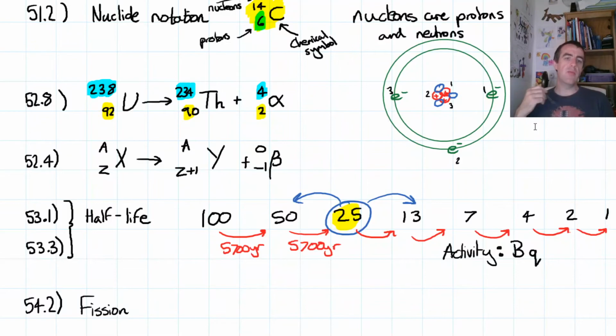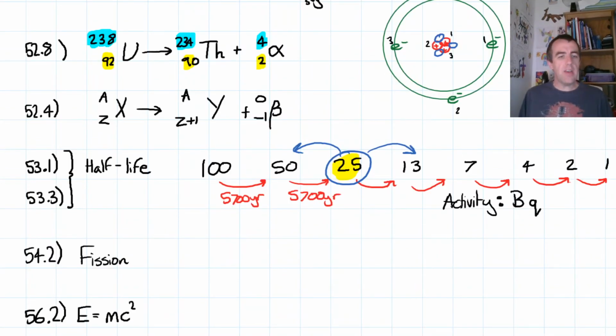And in this question, what you need to do is the same approach you've taken in 52.8 and 52.4. That is, you add up the numbers along the top, you add up the numbers along the bottom. And what you'll find is there are some neutrons missing, unaccounted for. You work out how many neutrons are also emitted in this fission reaction, this splitting of a heavy nucleus, and that's your answer. And the last question, 56.2, is about the energy released in nuclear reactions.